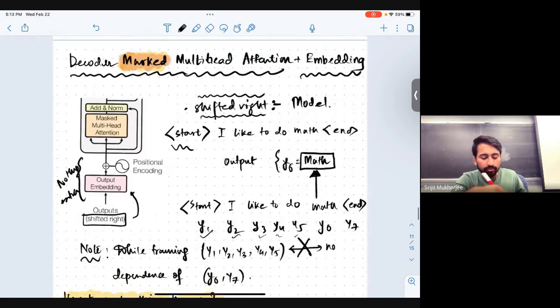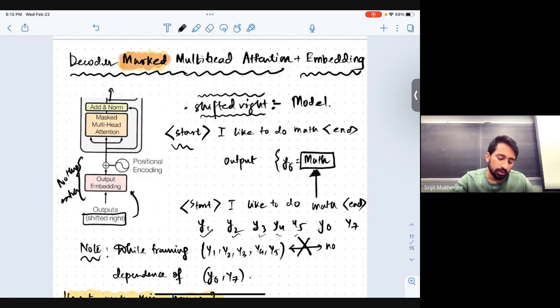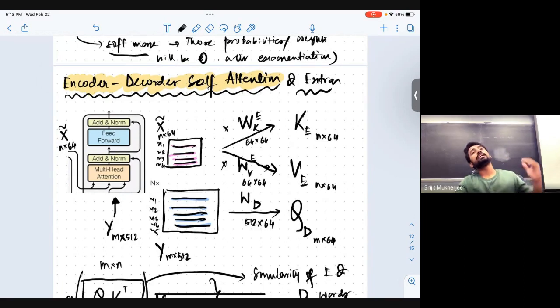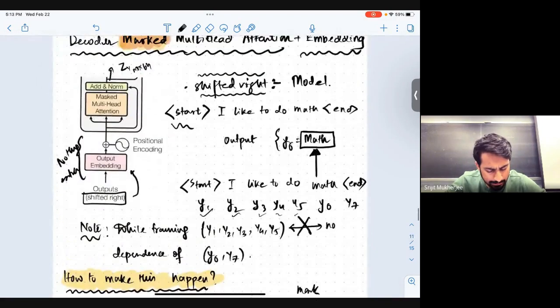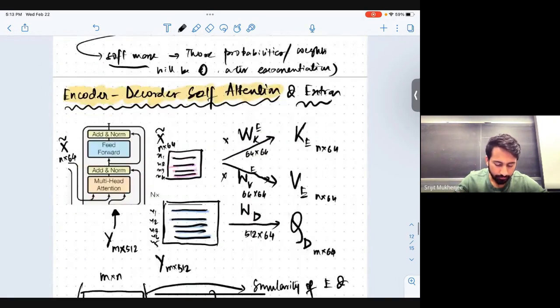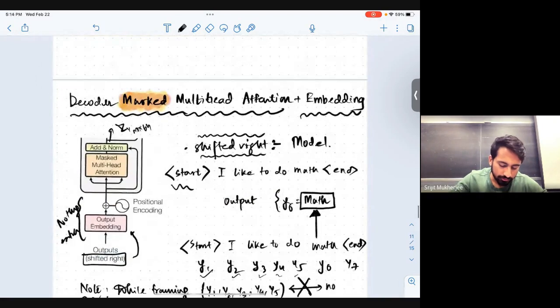And now, if you remember, the output here will be some zy, which is m cross 64, depending upon what length of words you're learning in the output. Now the encoder-decoder attention is taking the input of this. Just let me check once. It will be 64 only. I made a mistake here. Let's call it zy, m cross 64.